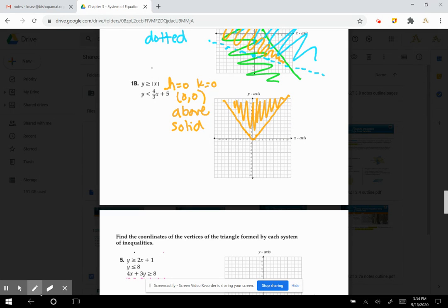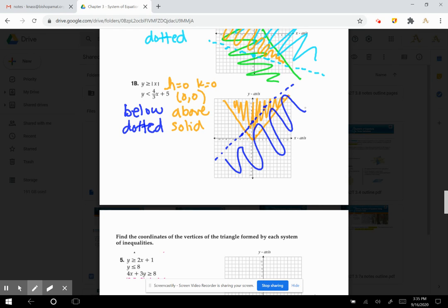y is less than 4/3 x plus 5. So less than, you're going to shade below the line, and you're going to have a dotted line. So start at 5. Oops, I made it too dark. 1, 2, 3, 4, 5. Right there. So up 4 over 3. Up there, down 4 over 3. We're going to make that line dotted. Okay, for this one, y is less than, so it's all here.